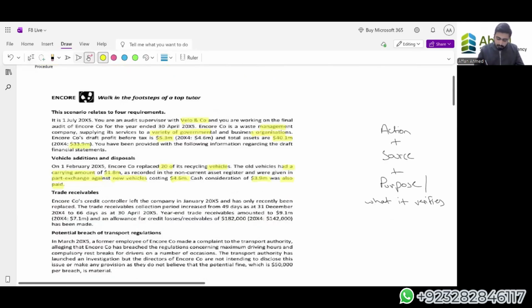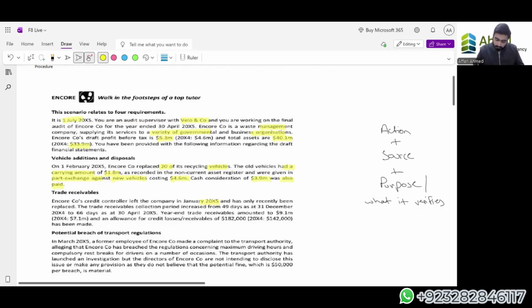Now, Encore company's credit controller left the company in January, okay, and has only recently been replaced. So he left the company in January, and we are standing on 1st of July. So it has been a substantial time, right? That means there might be miscalculation. There might be situations where people are not being followed up regarding some of the areas.